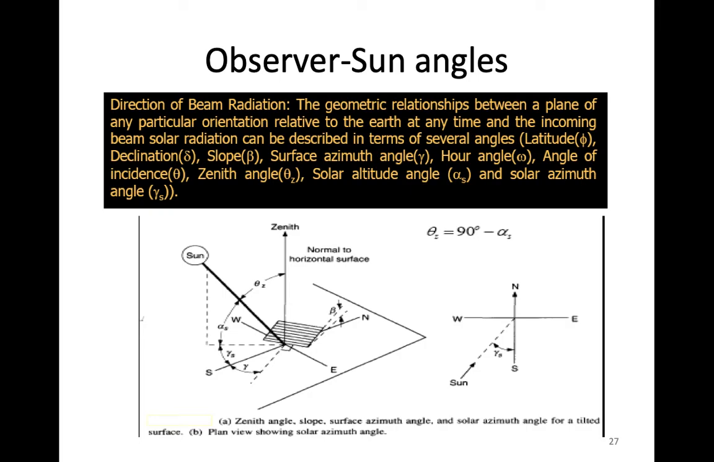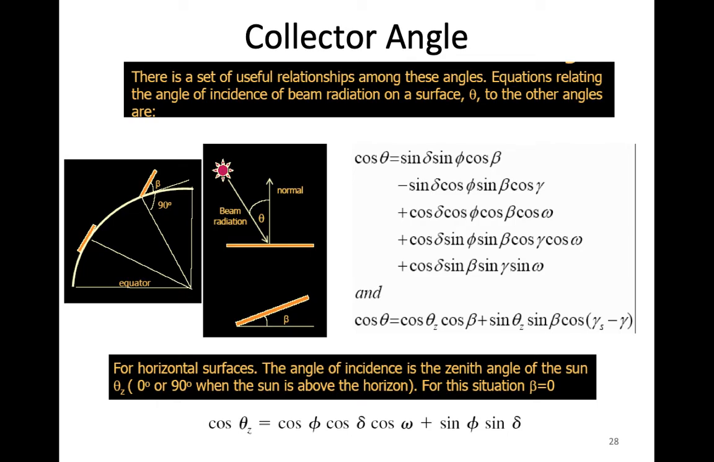If the surface is tilted, we represent the tilt angle by angle beta. It is a standard convention to represent latitude as phi, declination angle as delta, slope as beta, surface azimuth angle as gamma, hour angle as omega, angle of incidence theta, zenith angle theta z, solar altitude angle alpha s, and solar azimuth angle gamma s.